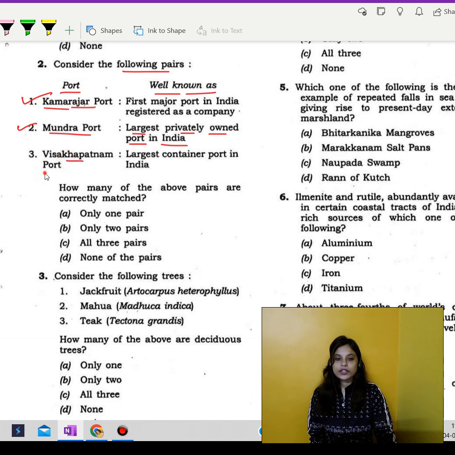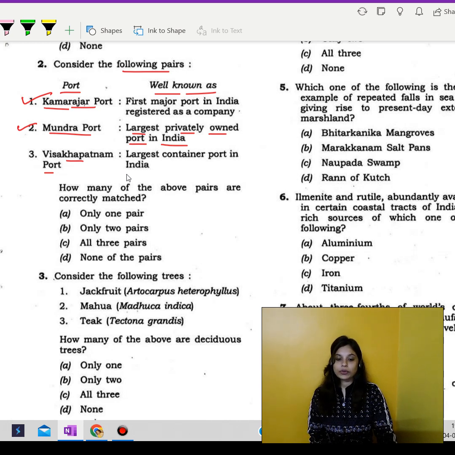Third, Vishakhapatnam Port. Vishakhapatnam Port is India's third largest state owned port by volume of cargo handled and one of the largest on the eastern coast. So it is located midway between Chennai and Kolkata ports on the Bay of Bengal.